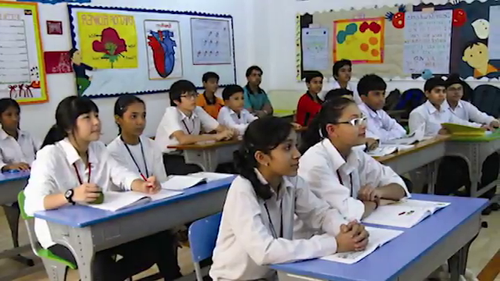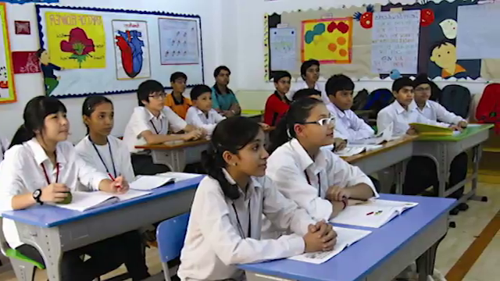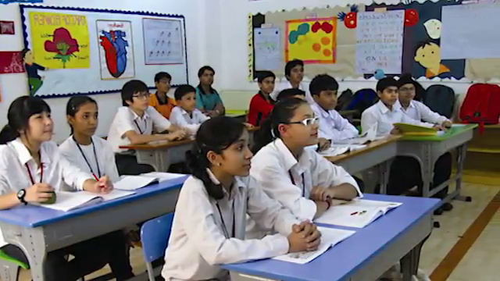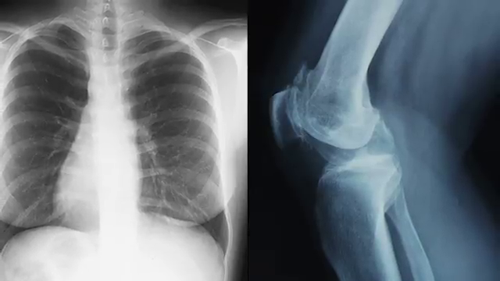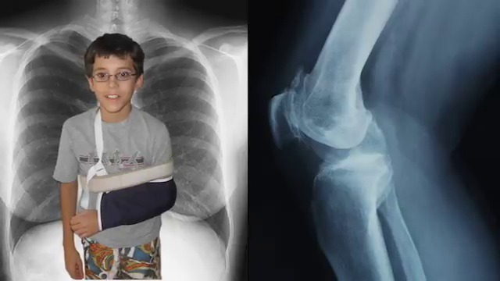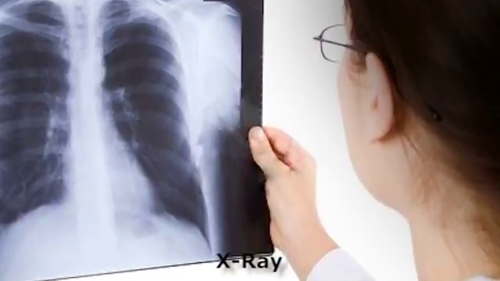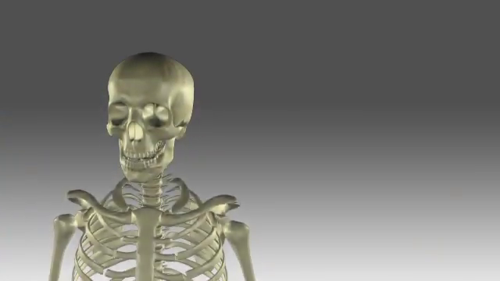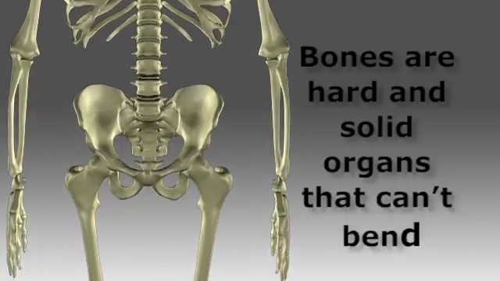Now look at your friends. Can you see their bones? No, bones are not visible from outside. Then how does the doctor find out when there's something wrong with the bones, like a fracture? Well, the doctor looks at our bones in an X-ray. We all know bones are hard and solid organs that cannot bend. Then how can we bend our body parts? Isn't it a mystery?